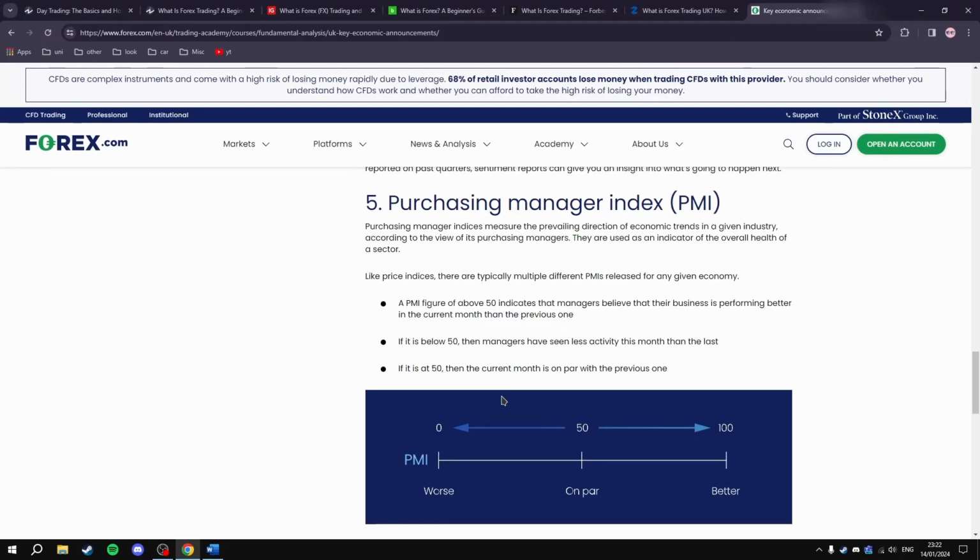Like price indices, there are typically multiple different PMIs released for any given economy. A PMI figure of above 50 indicates that managers believe that the business is performing better in the current month than the previous one.